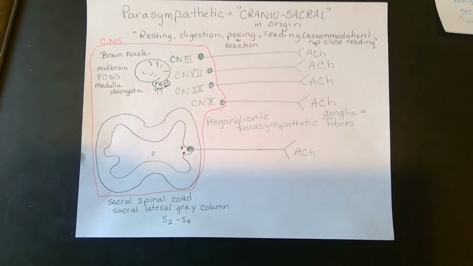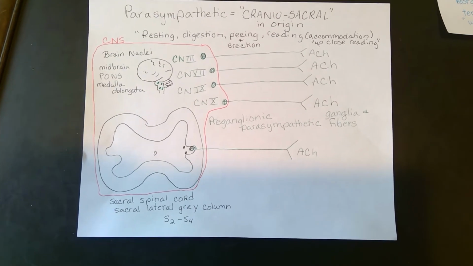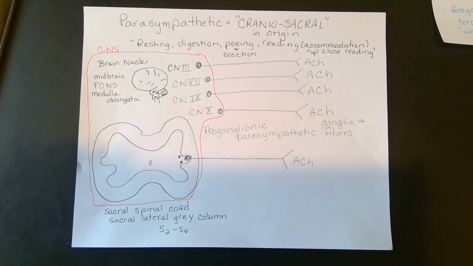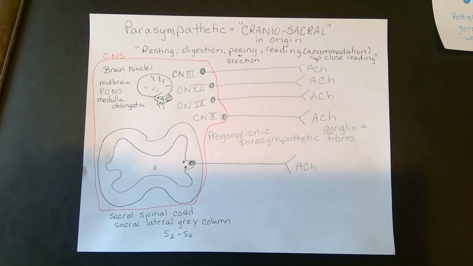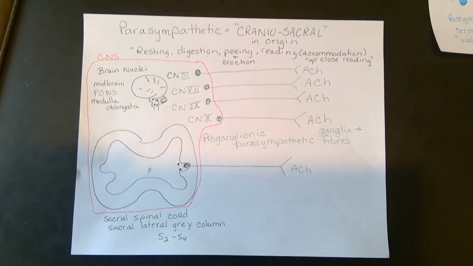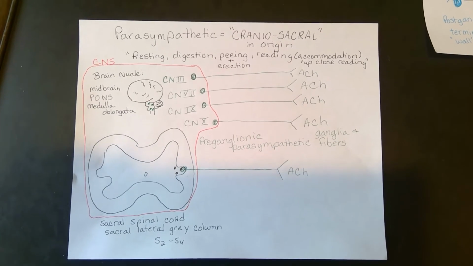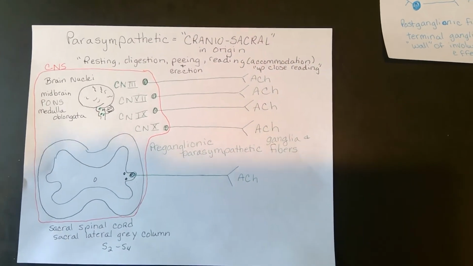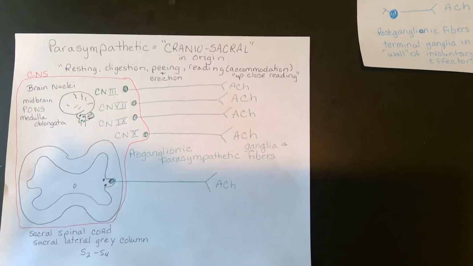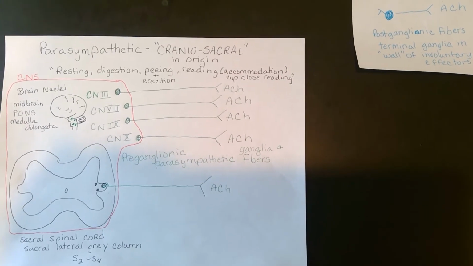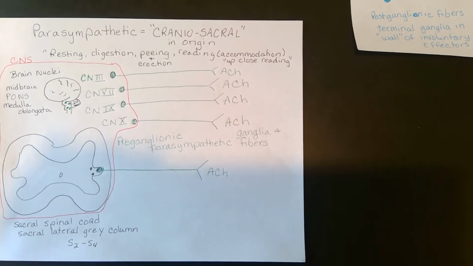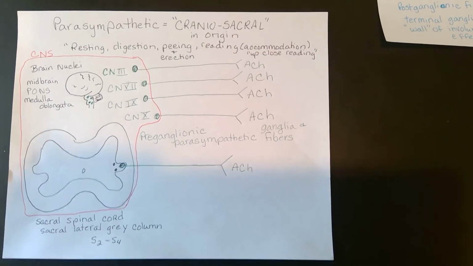The sacral part of the parasympathetic division is found in the sacral spinal cord at levels S2, S3, and S4. This special lateral gray horn is called the sacral lateral gray column. I abbreviate it in my homework packets as SLGC. All of these nerves give rise to terminal boutons that will release acetylcholine. I'll say it again. They all release acetylcholine onto the next neuron, which I will address now.